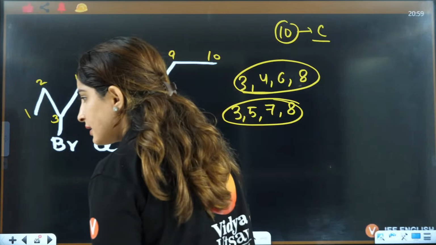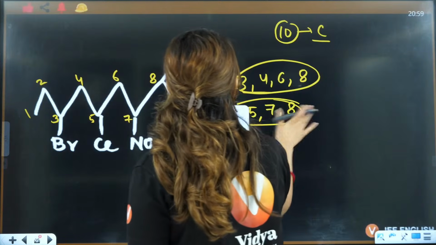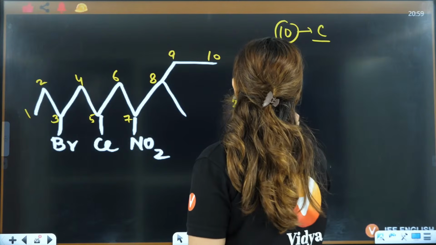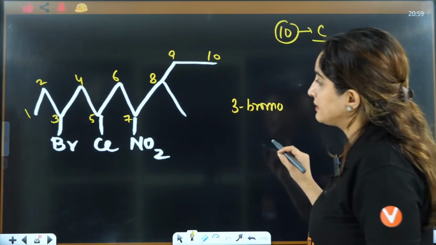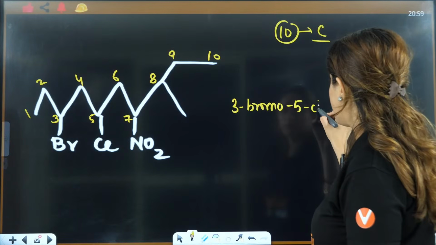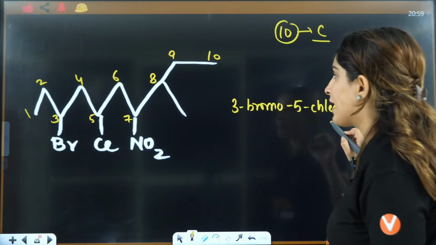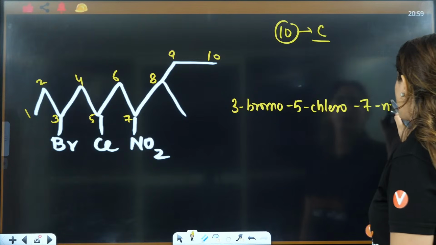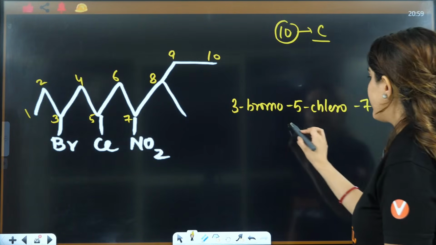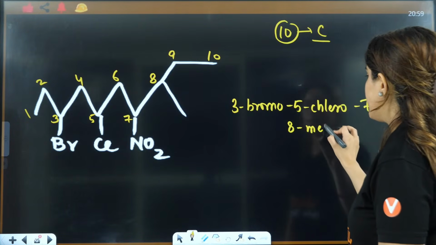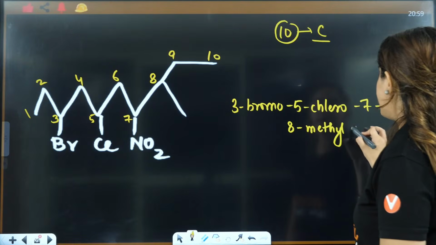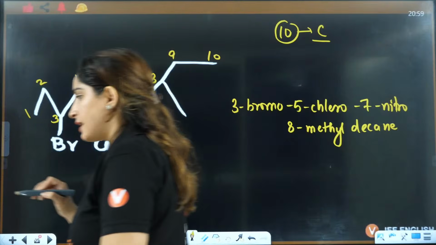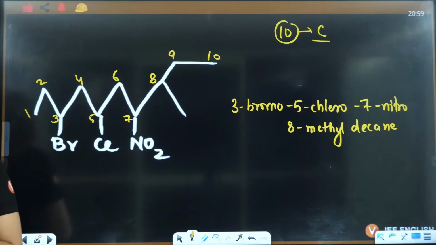So here, what we will do, we will choose 3-bromo, then you have 5-chloro, 7-nitro, 8-methyl, and then this is decane. Okay, that is decane, right?